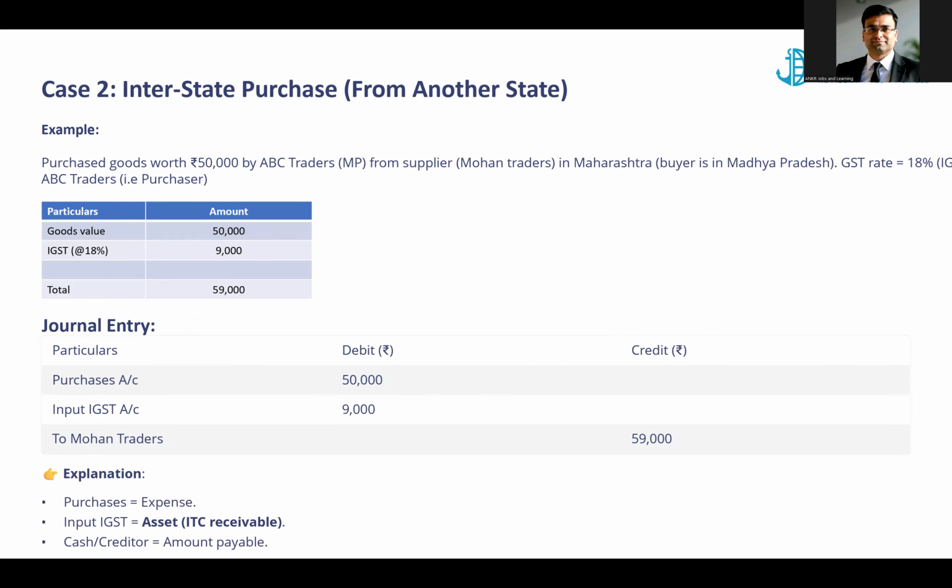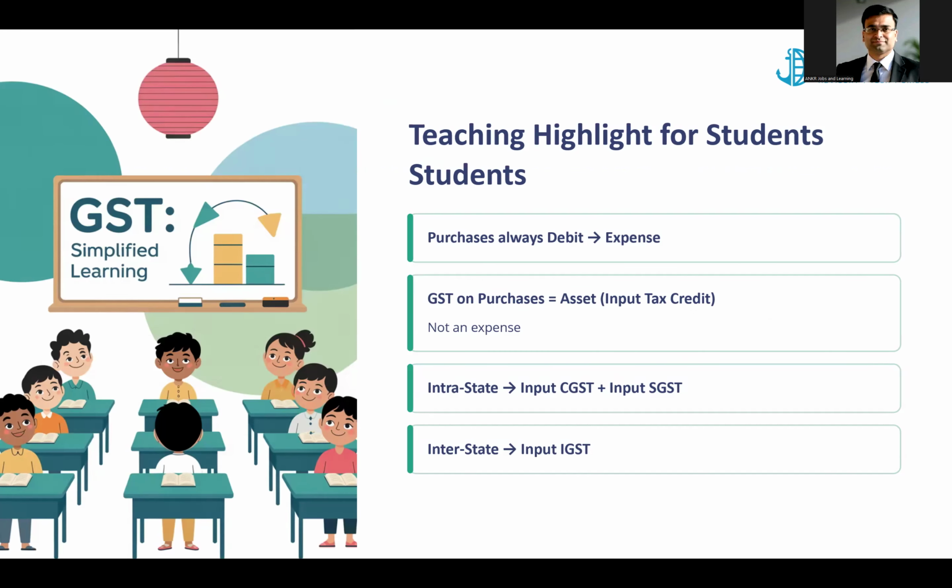Now let's move on. The highlight here is purchase is always debit because it's an expense, based on the basic rule of accounting. GST on purchase is an asset, basically input tax credit. It is not an expense. It is recoverable from the government, right? There are situations where it is not recoverable. We will talk about it later, but in the examples we are doing of goods purchase, we are considering that it is an input tax credit.